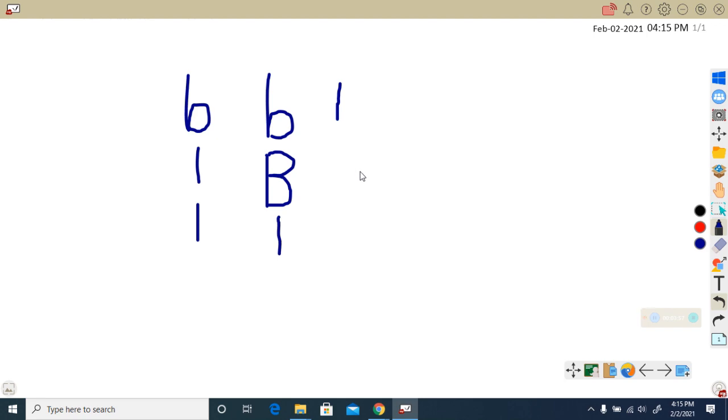Here is the last one. Bug. Say that with me. Bug. Bug begins with a B, so I am writing my lowercase b because bug begins with the B sound.